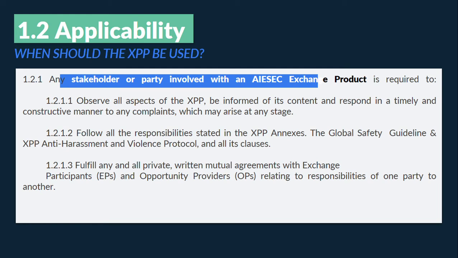Talking about the applicability and the main touch points. Firstly, both sides, EPs and OPs, observe all aspects of the XPP and are informed about its content, and they need to confirm that they are ready to go on exchange and get involved with this experience under the XPP rules. Then, after they are informed and the realization starts, they need to follow all the responsibilities stated in the XPP and the annexes, such as the anti-harassment and violence protocols and their clauses. So the second point is about realizing it. And if there are any other contracts with EPs or OPs relating to the responsibilities of one party to another, based on the XPP, both sides agree to follow it.